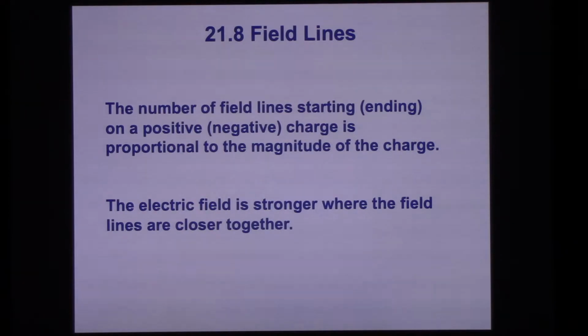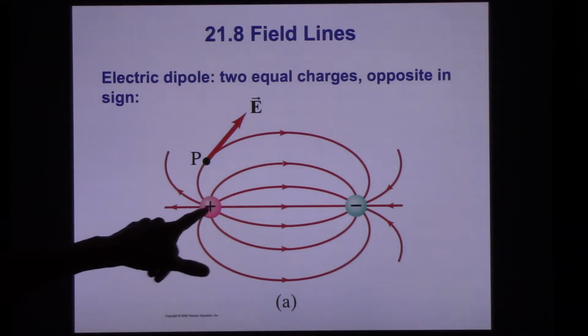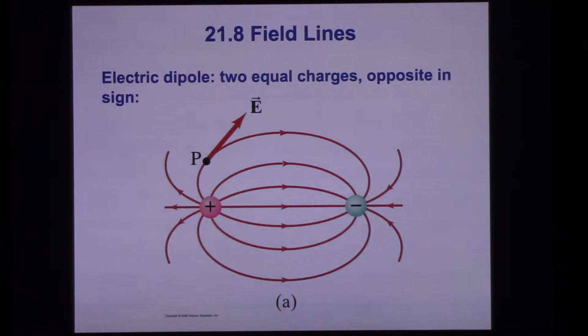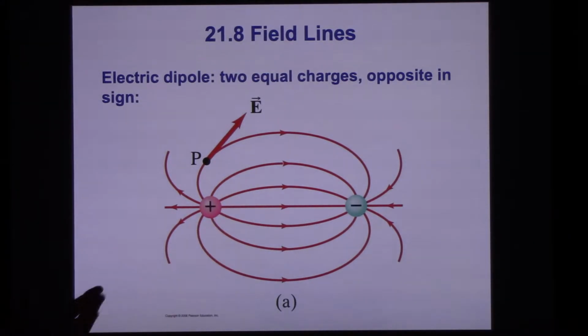So here are those rules. Now here's a situation that is useful. It's called an electric dipole. It consists of a positive and a negative charge, both of the same magnitude, that are, for some reason, attached to each other. So there could be a mechanical attachment. This end is positively charged, this is negatively charged. Something is holding them together. Since they're the same magnitude charge, we're going to use the same number of field lines.